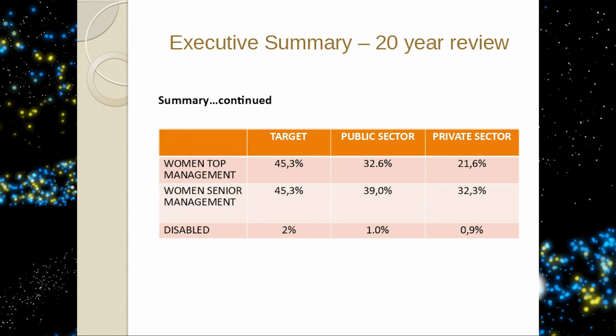Women in senior management, the same target, of course. Public sector achieved 39% and private sector 32.3%. Disabled, you remember I mentioned your target for disabled equals 2% of headcount. Public sector achieved 1% and private sector not even 1%.